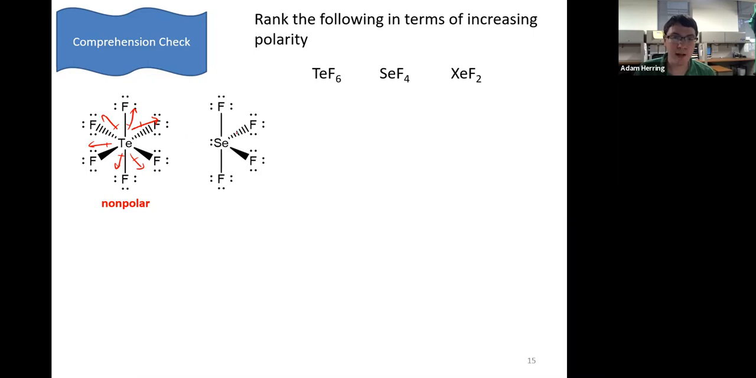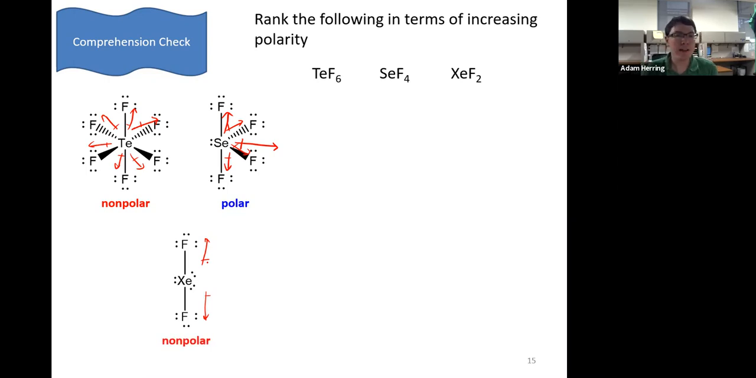Selenium tetrafluoride, we see it has polar bonds going from selenium to the fluorines, and we have a net dipole moment that goes along this trigonal planar axis. And so this molecule is polar. Xenon difluoride, we have bond dipoles going from the xenon to the fluorines, but they cancel each other out, making this molecule nonpolar.